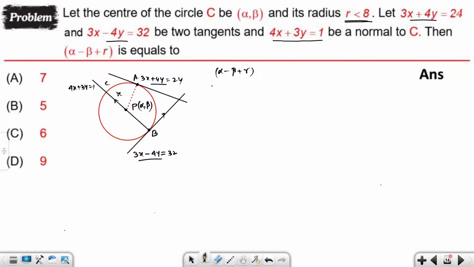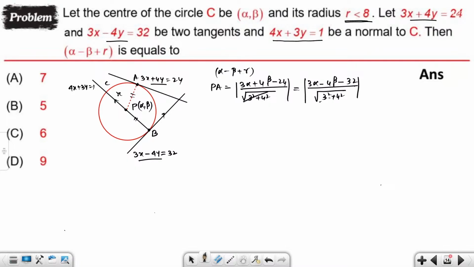Okay, so what is the perpendicular distance PA? It is 3 alpha plus 4 beta minus 24 divided by root over 3 square plus 4 square. And what is the perpendicular distance of P from the line 3x minus 4y equals to 32? It will be 3 alpha minus 4 beta minus 32 divided by root over 3 square plus 4 square, right? And these two are nothing but the radius of the same circle, hence they are equal.